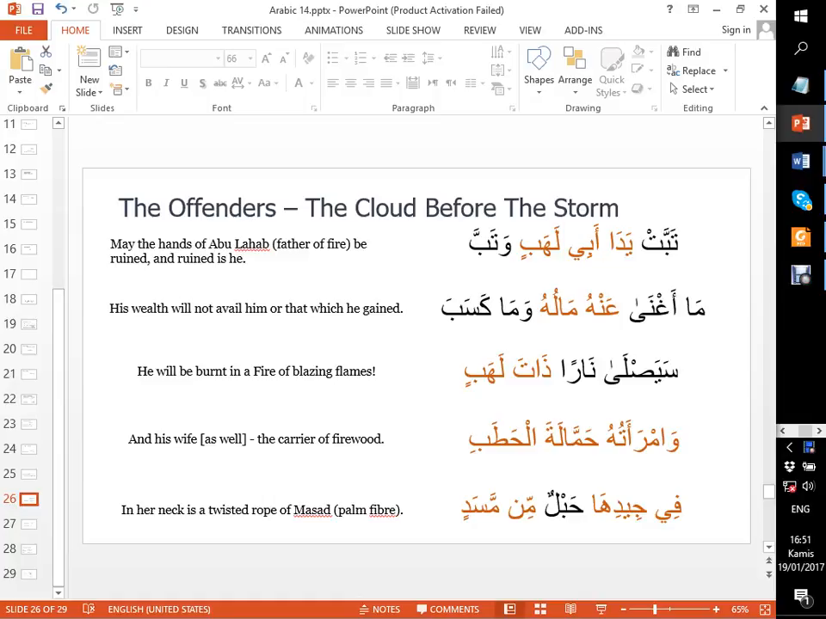So we can ask, what is the surah doing here? This is actually after declaring the winner. After that, Allah shows one of the most offending persons, to show that these offenders will be burned. So Allah will protect them from this offender. So don't be scared. It's like the cloud before the storm.